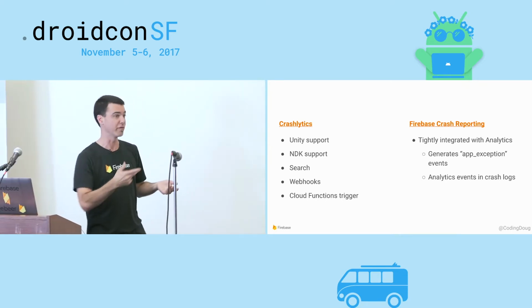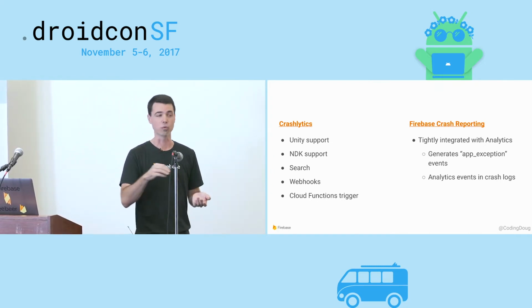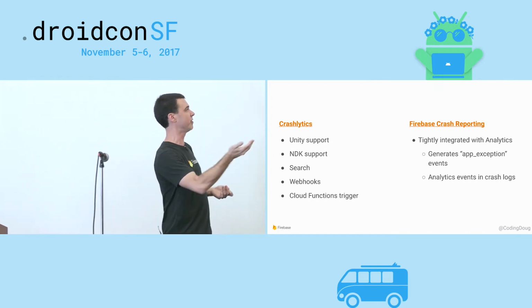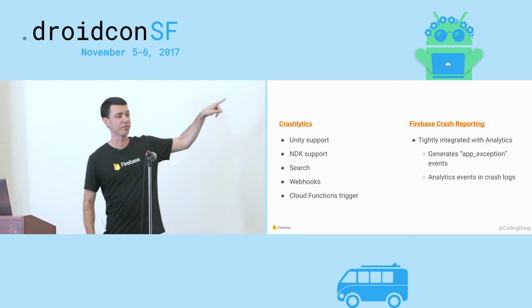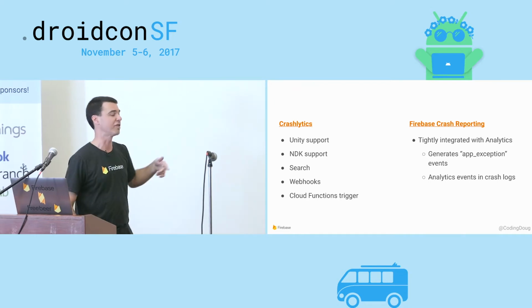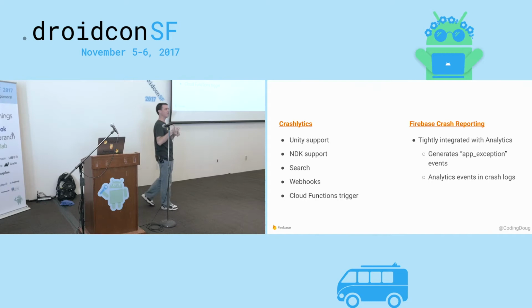Crashlytics has Unity support. If you're working with the Android NDK, there's NDK support. You can search issues. There's webhooks, so if there's a crash, you can receive a webhook trigger. And now there's Cloud Functions integration. This is very new as well. With Cloud Functions, you can write backend code in a serverless environment. You can write Node.js code that will get triggered every time the system sees a new crash.